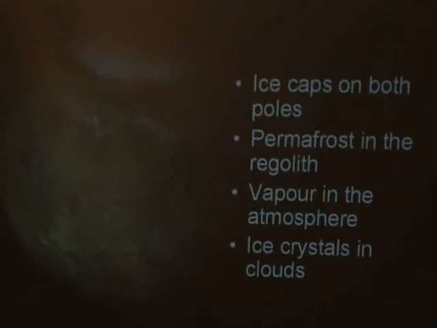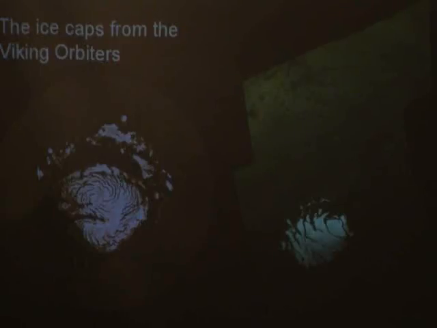We know that there is water on Mars in both the ice caps. There are ice caps on both poles, and there is permafrost in the regolith, which is just the upper part of the surface. We also know there's water vapor in the atmosphere and ice crystals in clouds. So there's plenty of water on Mars. And this is a picture of the ice caps. We have here the northern ice cap and the southern ice cap. The volume of the northern ice cap is about half the size of the Greenland ice sheet. So it's a big reservoir of water.